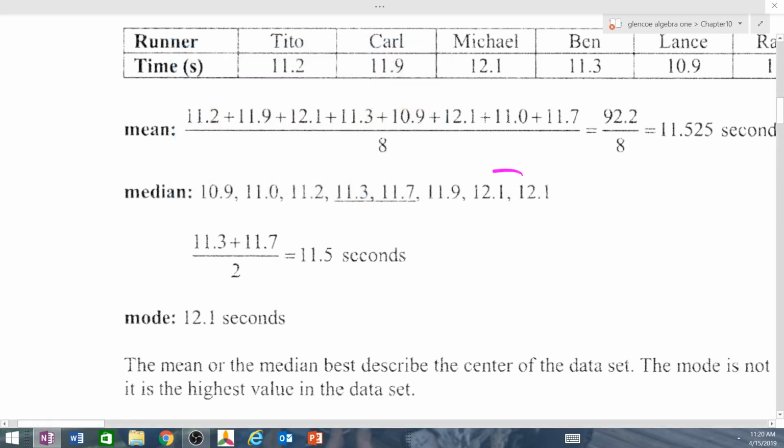I want to go on record as making sure that you understand that you can have more than one mode. And by that I mean, if 12.1 appeared twice and 10.9 appeared twice, then you would have 2 modes and you would list both of them. Does anyone have a question on how to find the mean, the median, or the mode?